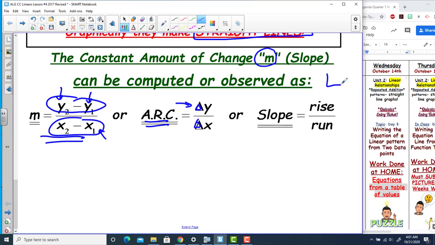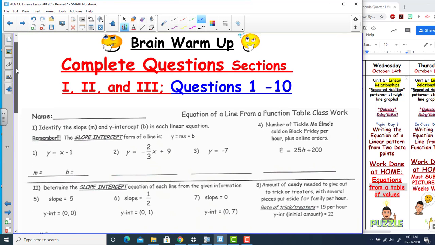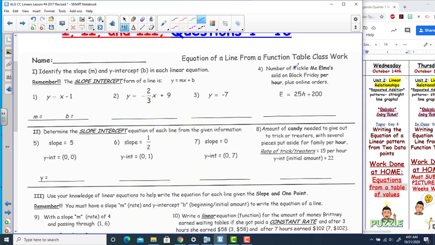Since on a graph, the x-axis is the horizontal axis and the y-axis is the vertical axis, this technically means when we're rising, going up or down, we're describing the change in y. And when we're running, going left to right, we're describing the change in x. So all 3 forms or formulas of computing slope are equivalent to one another. They're just different presentations for when you might be creating a linear relationship in different spaces or depending upon the information you've been given. Take a look at the worksheet for today, equation of a line from a function table.